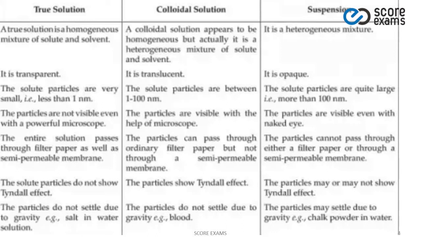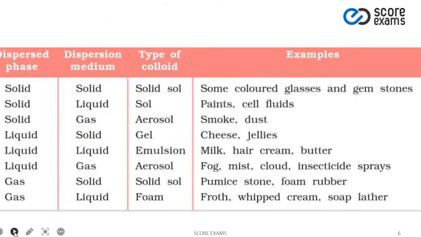Now let's see what the different types of colloids are. The colloids are classified on the basis of the state of the dispersed phase and the dispersion medium. If the dispersed phase and the dispersion medium both are solids, then these colloids are called solid sols. Gemstones are one of the examples of this solid sol.